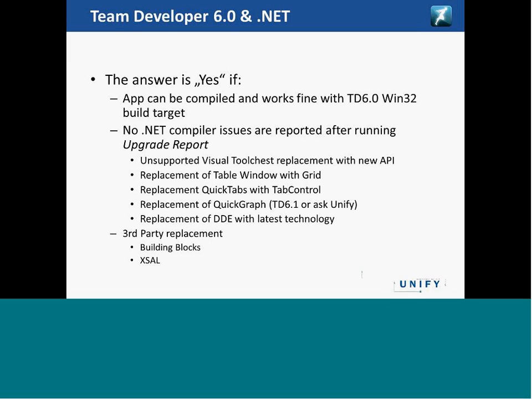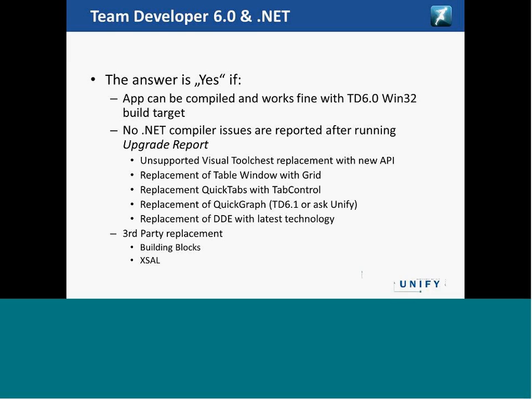If the sources are ready, the answer is yes. Then the application can be compiled and works fine with Team Developer 6.0 Win32 build targets. So if you get your application running on Win32, then maybe you have only a short step to get your application running on the .NET target platforms.